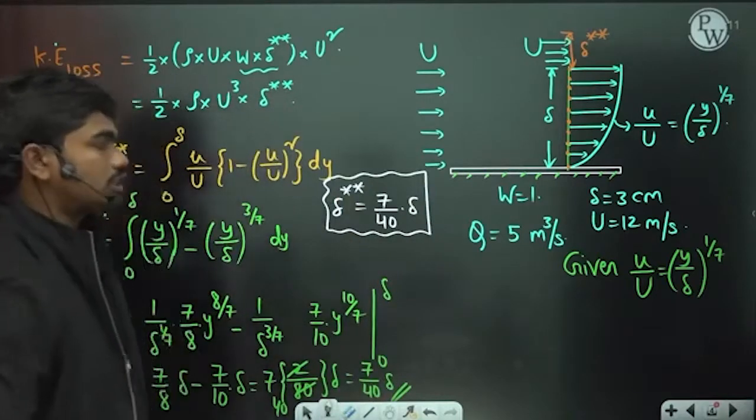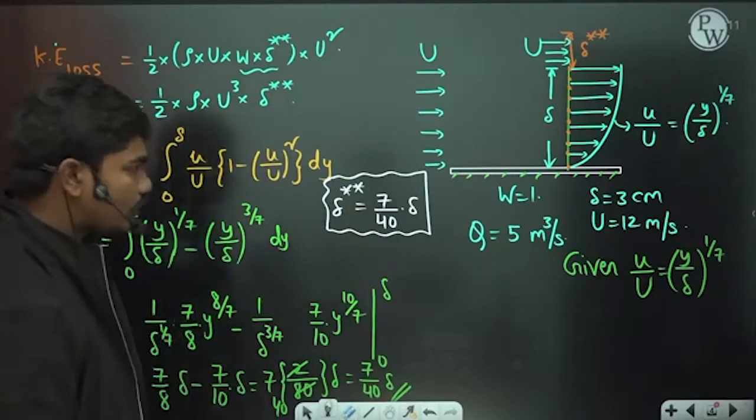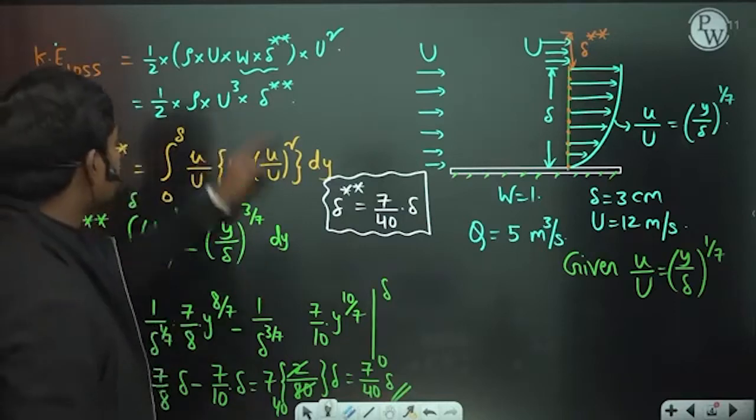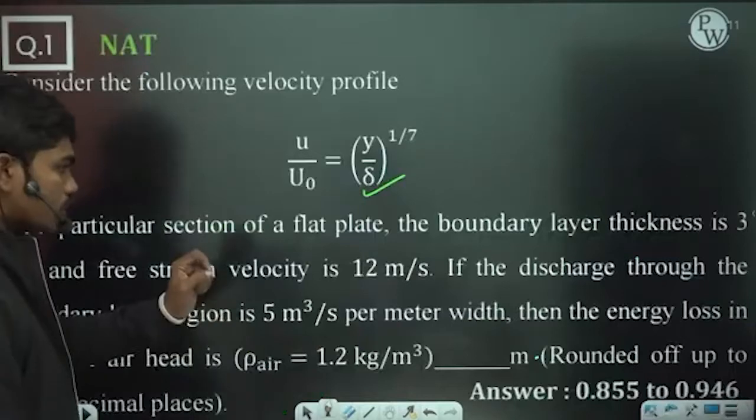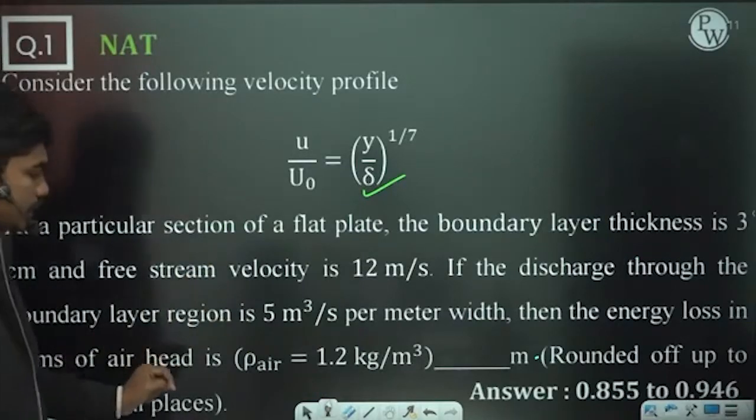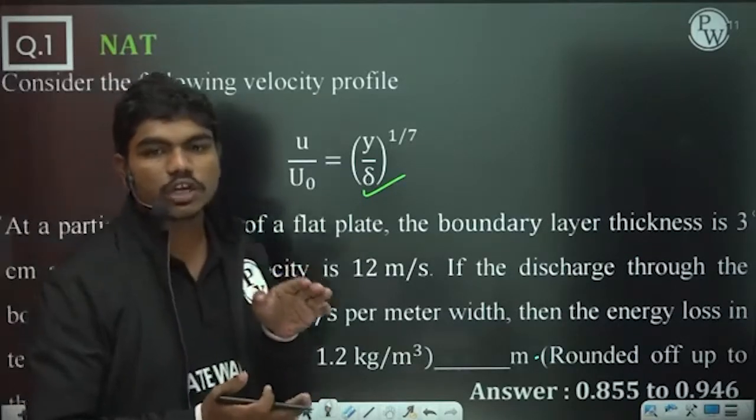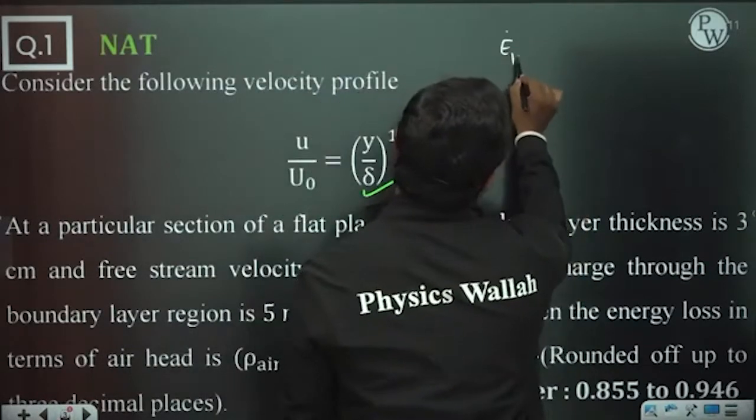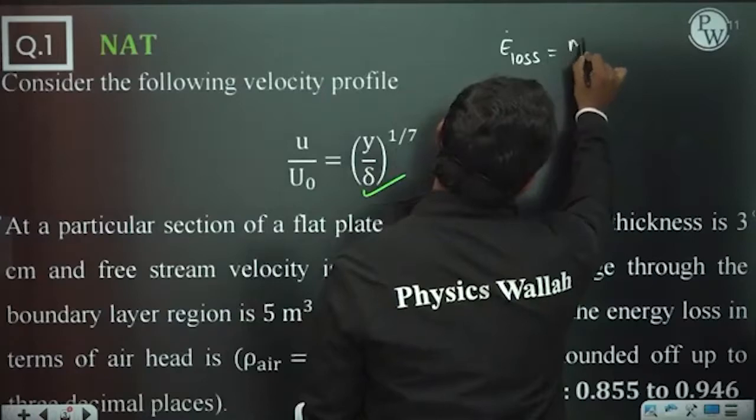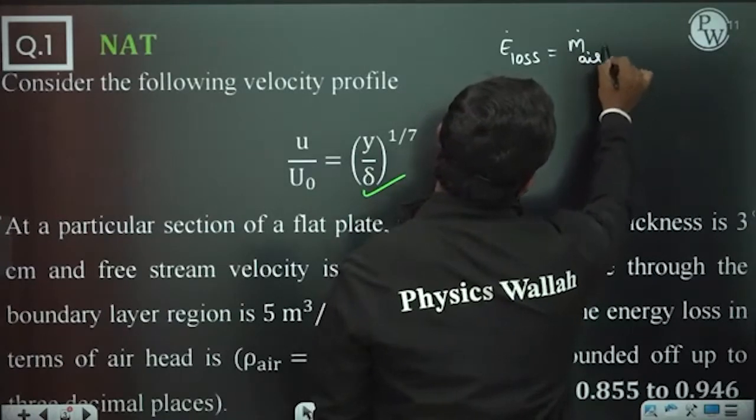Okay, so this is the energy thickness. So if this is 7 by 40 times of delta, then if you replace here, we will get the total kinetic energy loss. Now what are they asking you? They are asking for the energy loss in terms of air head. So they want this energy loss in terms of air head. So this energy loss rate is equal to mass flow rate of air into this head loss.